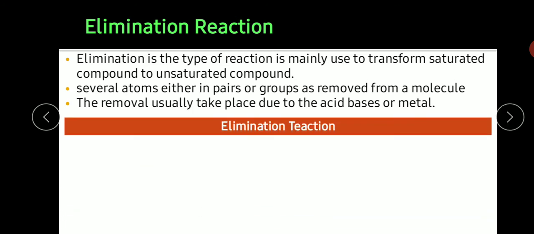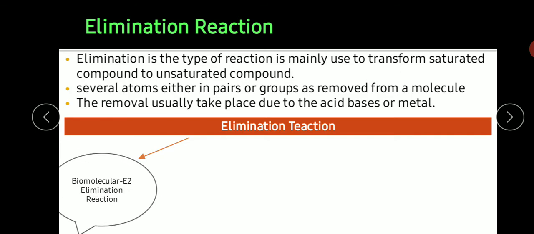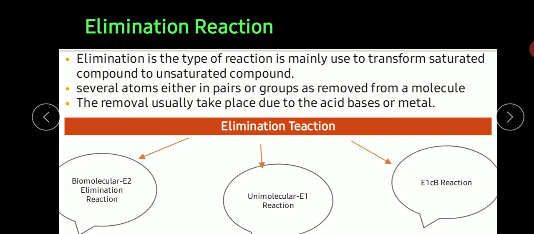Then the elimination reaction is divided into three types. The first type of elimination reaction is the bimolecular E2 elimination reaction. Second type of elimination reaction is the unimolecular E1 reaction, and then third type of elimination reaction is the E1CB reaction.